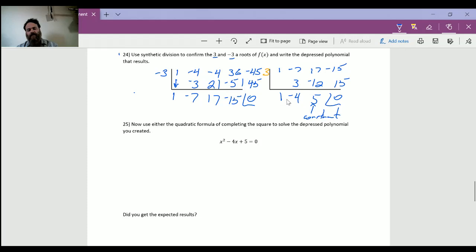That's your x term, and that is your x squared term.